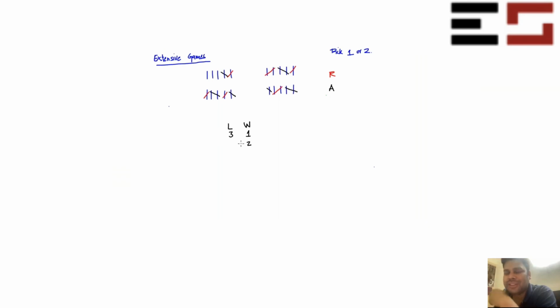Basically, you will make sure that the other player who is waiting will get a move at two or one. If you pick one, the other player will get a move at two. If you pick two, the other player will get a move at one. So three is a losing position, right?